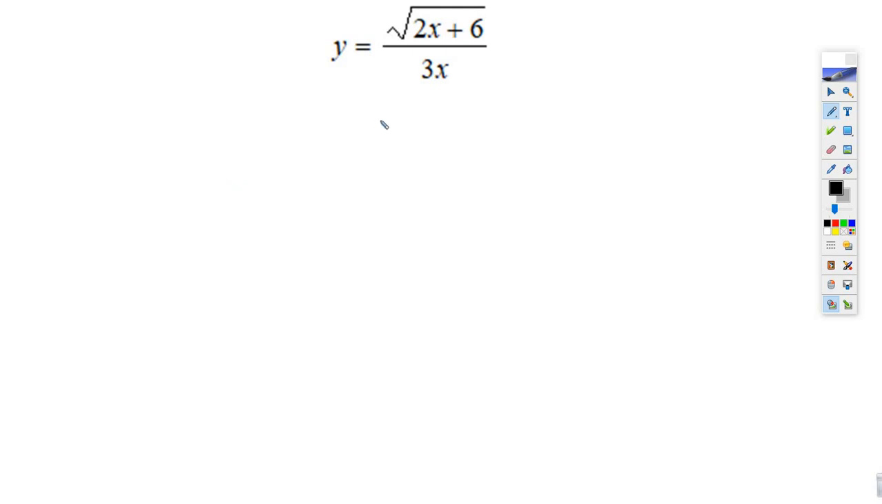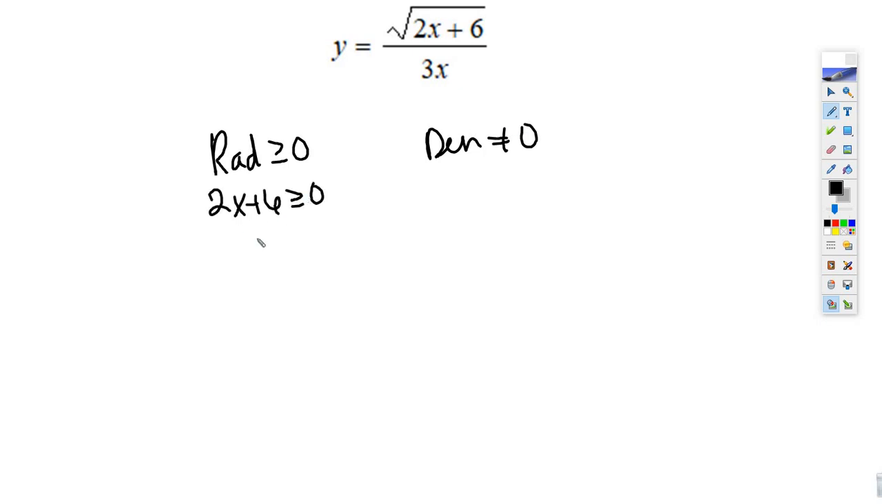Okay, so we're going to do the same thing. I have a square root and I have a fraction, so I'm going to say that my radicand has to be greater than or equal to 0, and my denominator cannot be equal to 0. So my radicand is 2x plus 6, has to be greater than or equal to 0, so I'm going to solve. So I have 2x plus 6, 2x is greater than or equal to negative 6. Divide by 2, x is greater than or equal to negative 3. So that's my first condition. No matter what else, x has to be greater than or equal to negative 3.